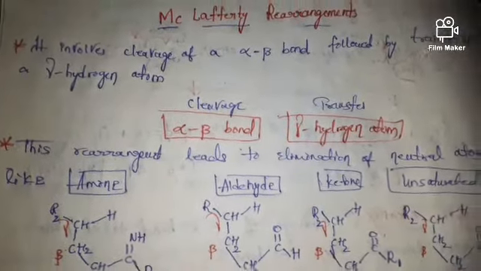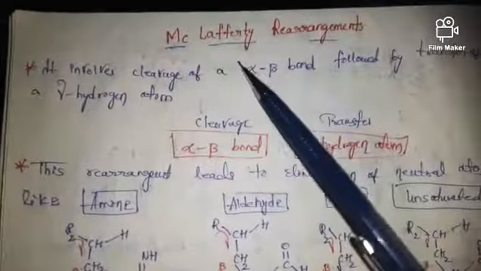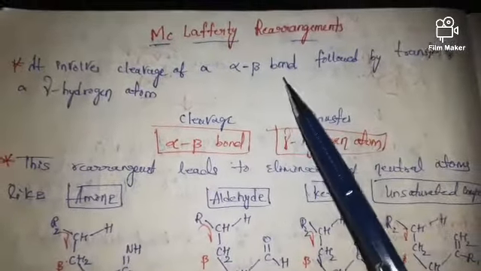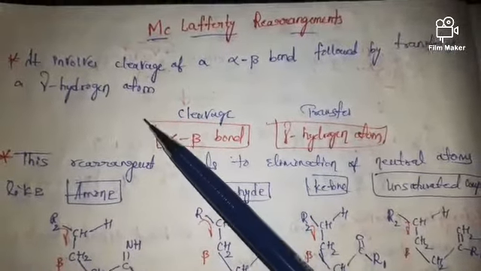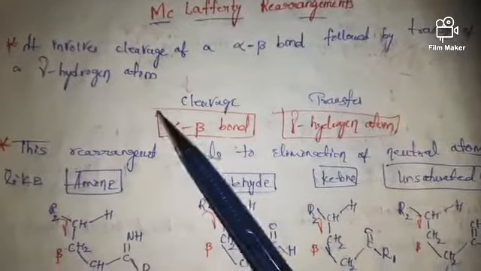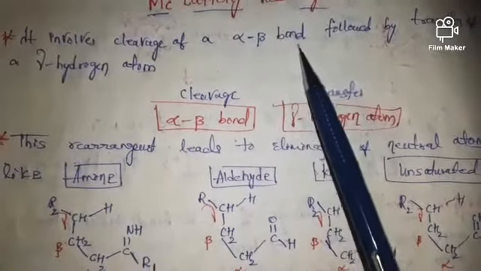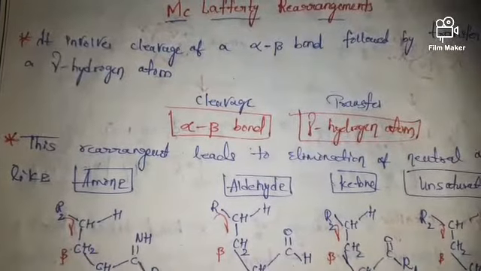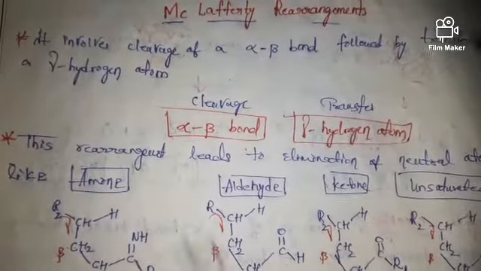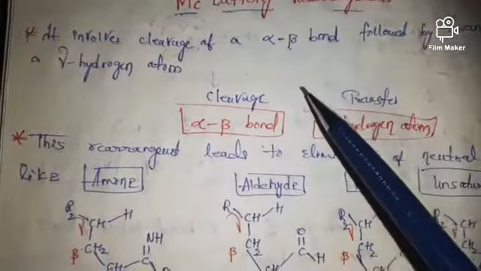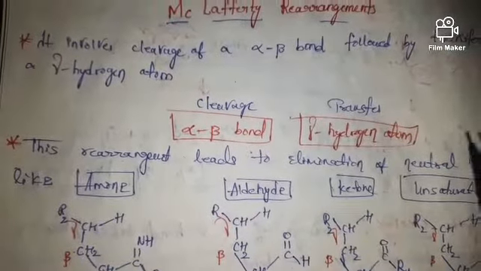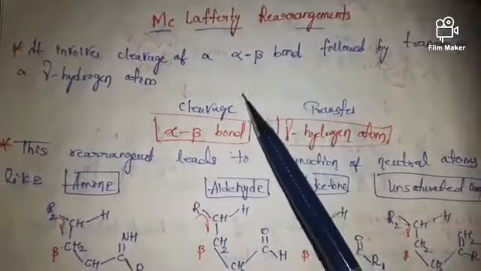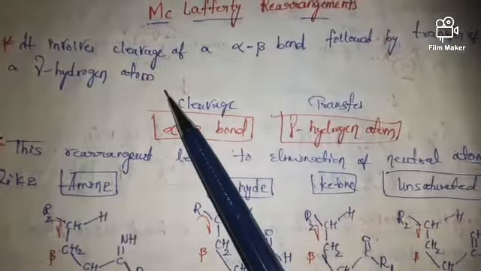Let us see. This rearrangement involves cleavage of the alpha-beta bond followed by transfer of a gamma hydrogen atom. We have to remember only these two points. Here, what will happen is the cleavage of the alpha-beta bond. I already discussed the alpha-beta positions. Then the gamma hydrogen atom will transfer.